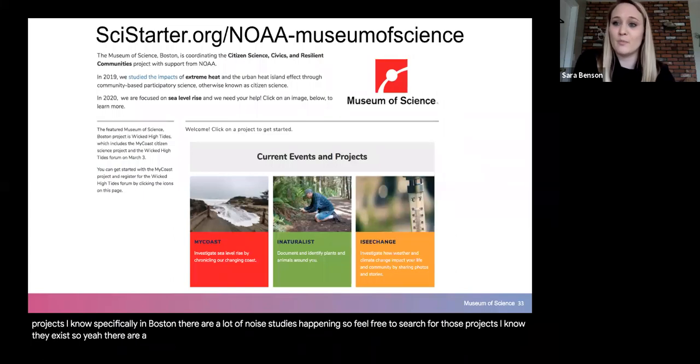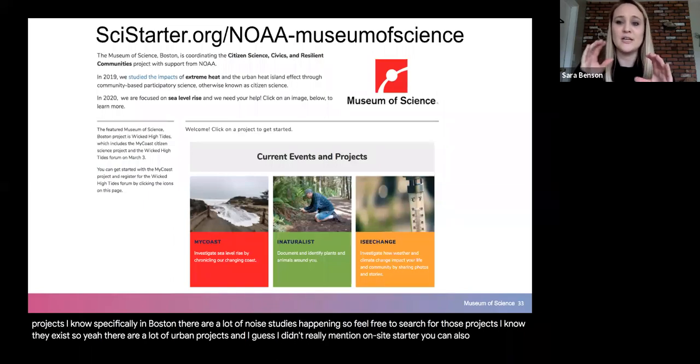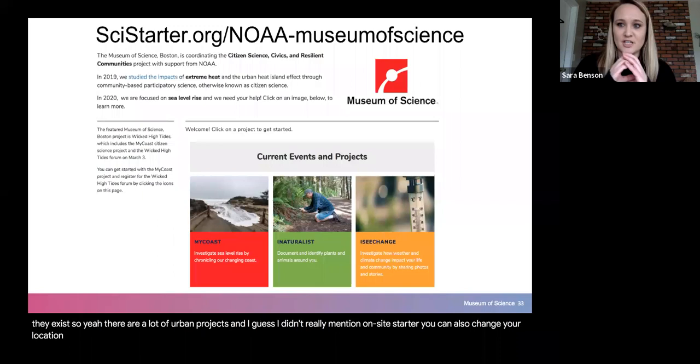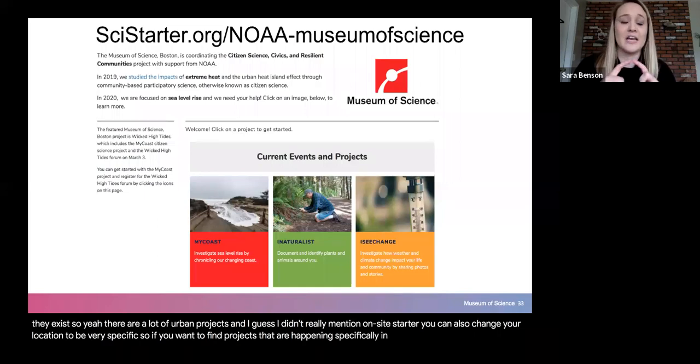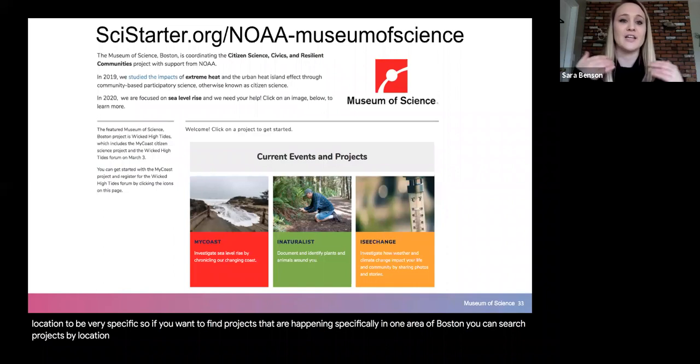There are a lot of urban projects, and I guess I didn't really mention on SciStarter, you can also change your location to be very specific. So if you want to find projects that are happening specifically in one area of Boston, you can search projects by location and then find those projects specifically.